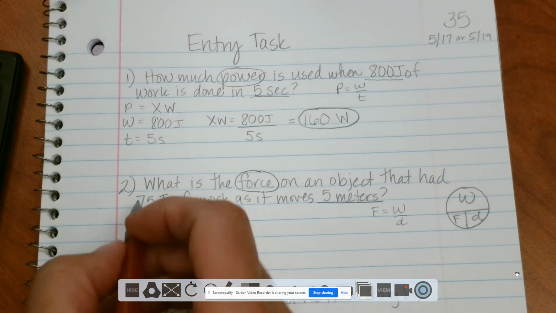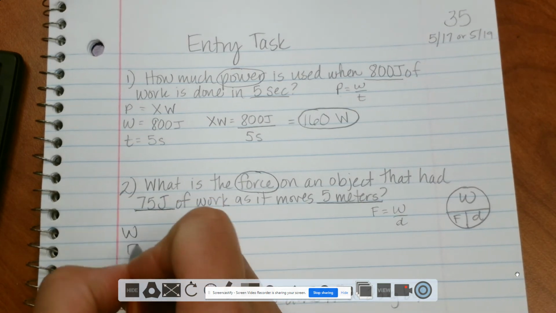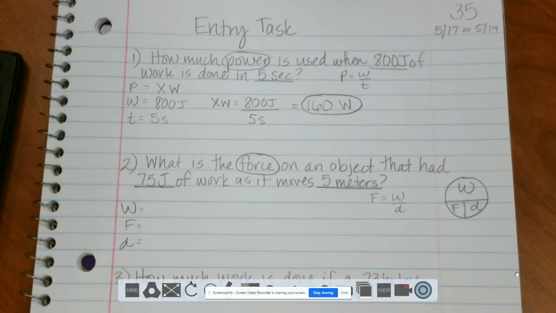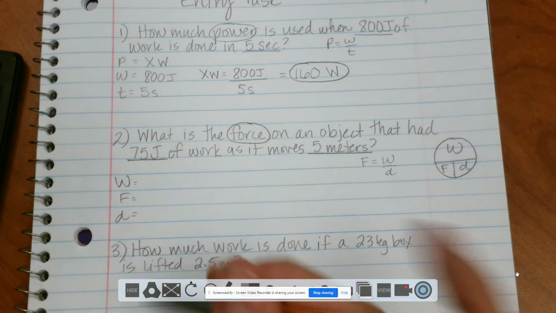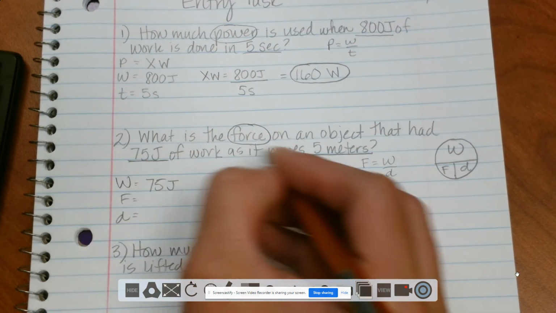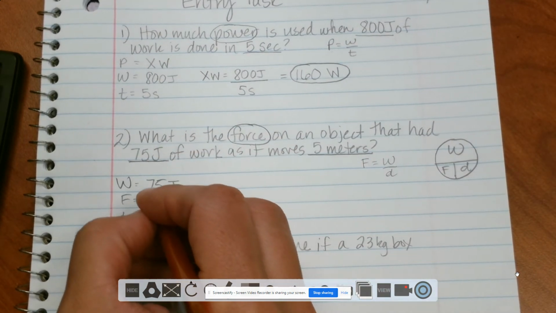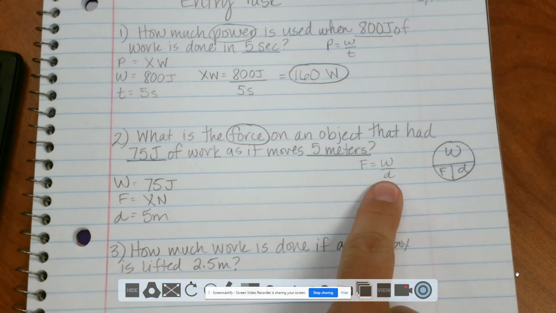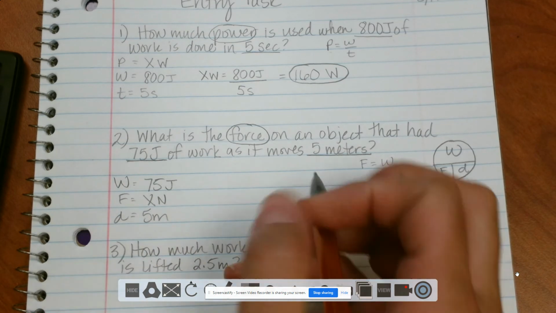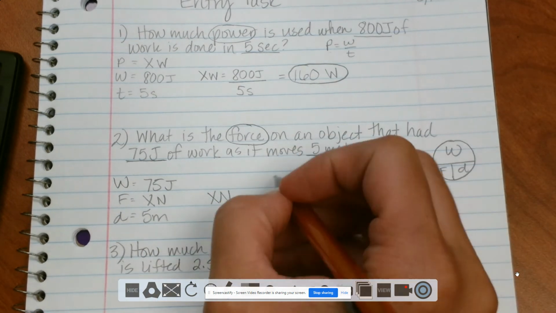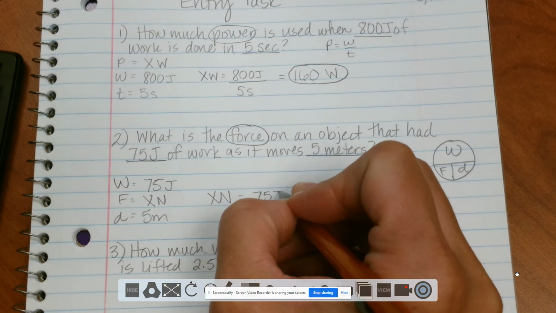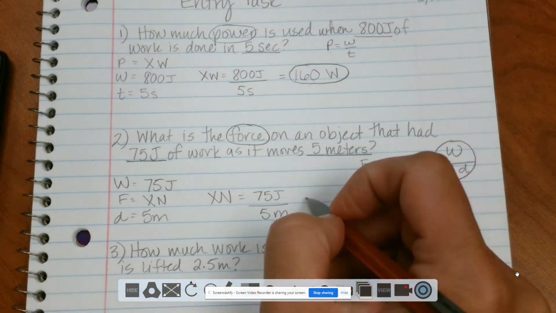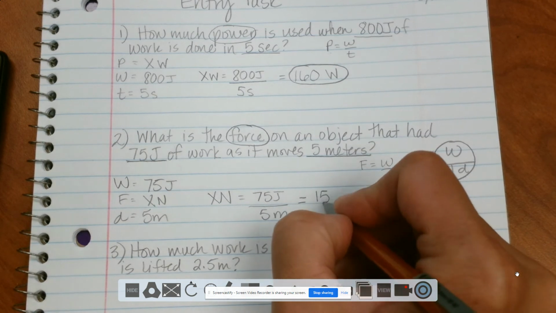So I still need my variables. Work, force, and distance are my 3 variables involved in that equation. So I'm going to put what I'm given: 75 joules of work and a distance of 5 meters. And I'm looking for force, and that's going to be X newtons. So taking these numbers, plugging them into this equation, my force is X newtons equals my work on top, which is 75 joules, divided by my distance on bottom, which is 5. And I know that 75 divided by 5 is going to be 15.